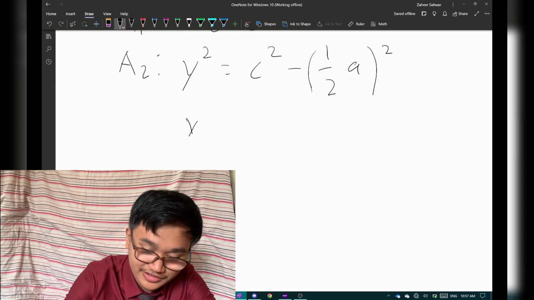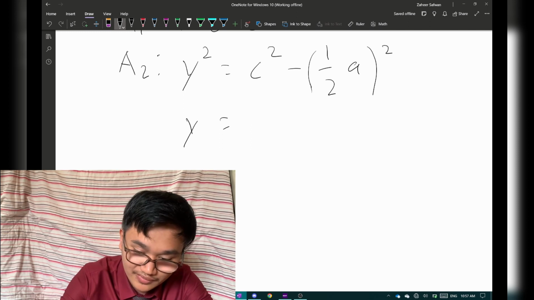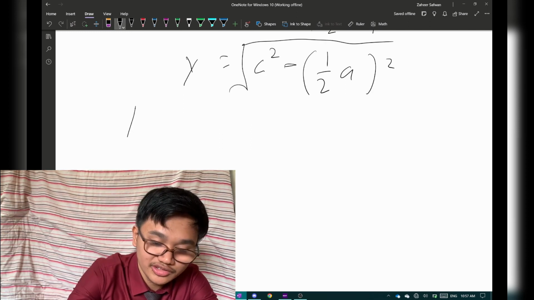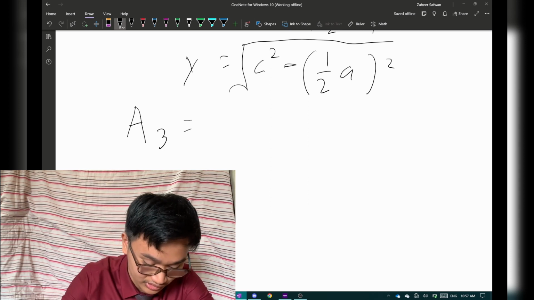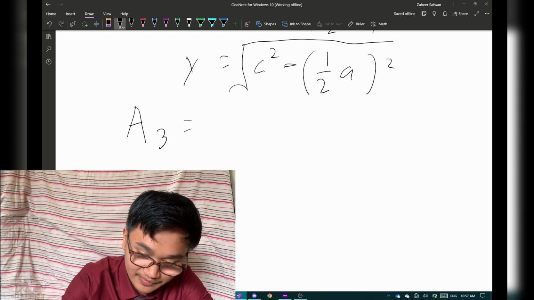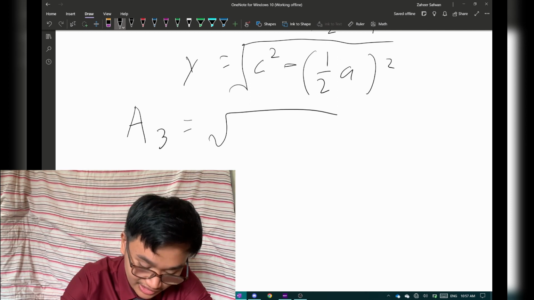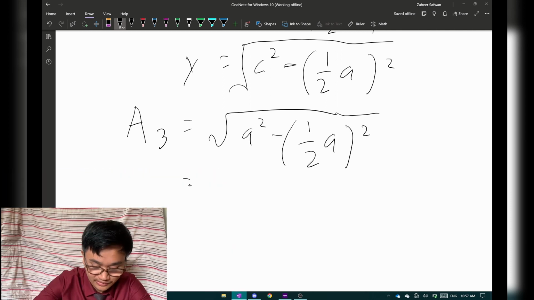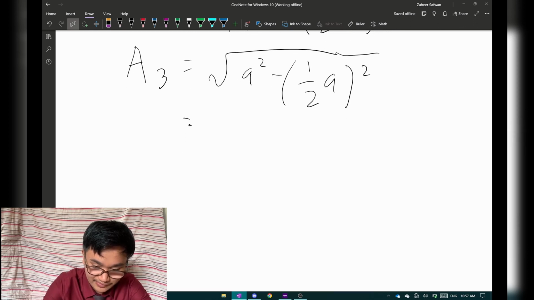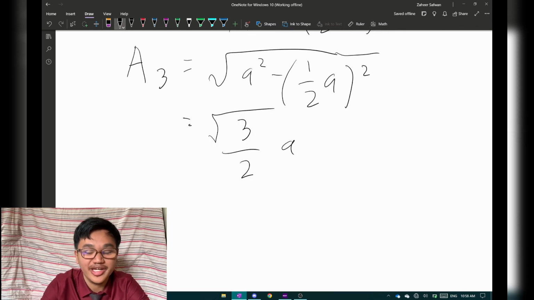Solving the equation, we get, continuing with the forward process, since it is equilateral, we substitute A1 into A3. Therefore C, I'll convert it into A. Solving the equation, we get square root 3 over 2 A.